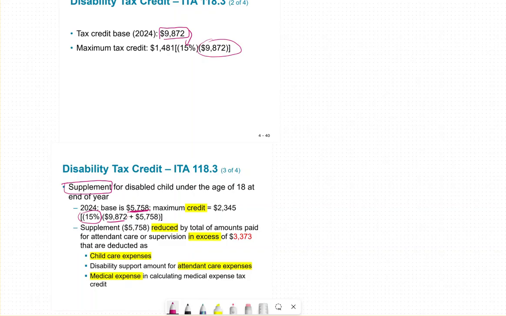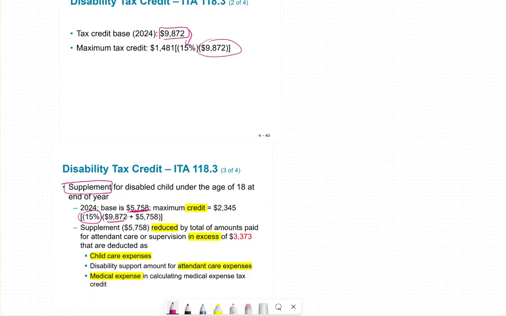But what happens is that the supplement amount is reduced if you claim a child care expense, if you put them where somebody looks after your child, something like a daycare.